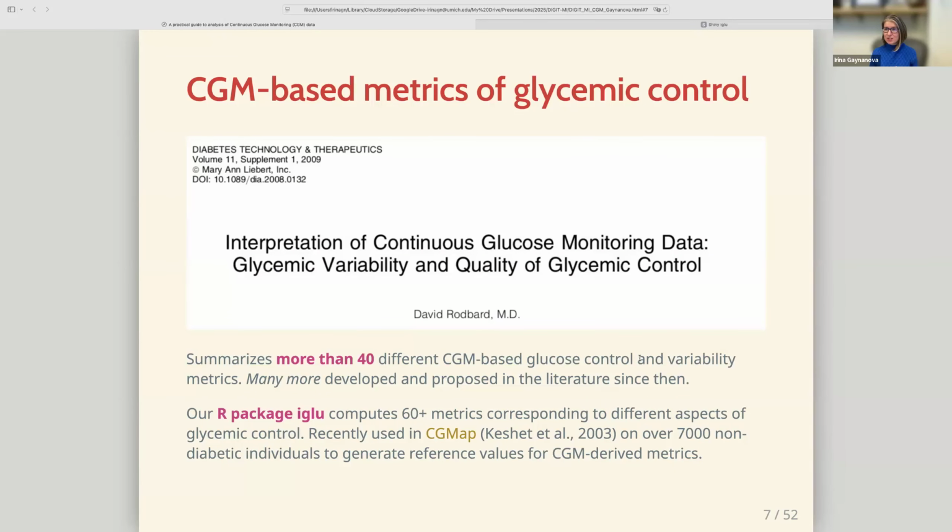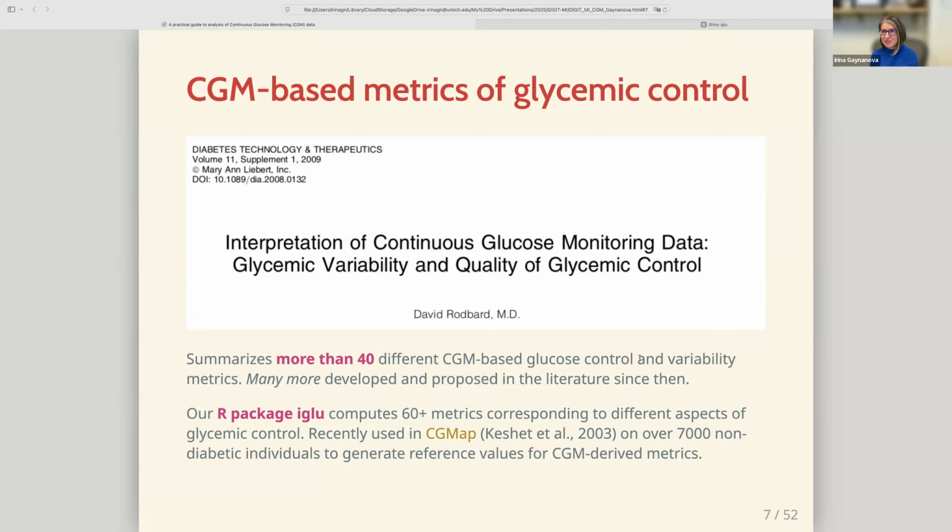So when you want to use this data, how would you summarize it? And this is where there are a lot of CGM-based metrics of glycemic control. This is an older paper, but I still recommend it because I think it summarizes a lot of the metrics from the literature by an expert in the area. And one thing that is happening in the field is that since that paper, many more metrics continue to be developed and proposed. Just recently, someone wrote me that they have yet another metric.